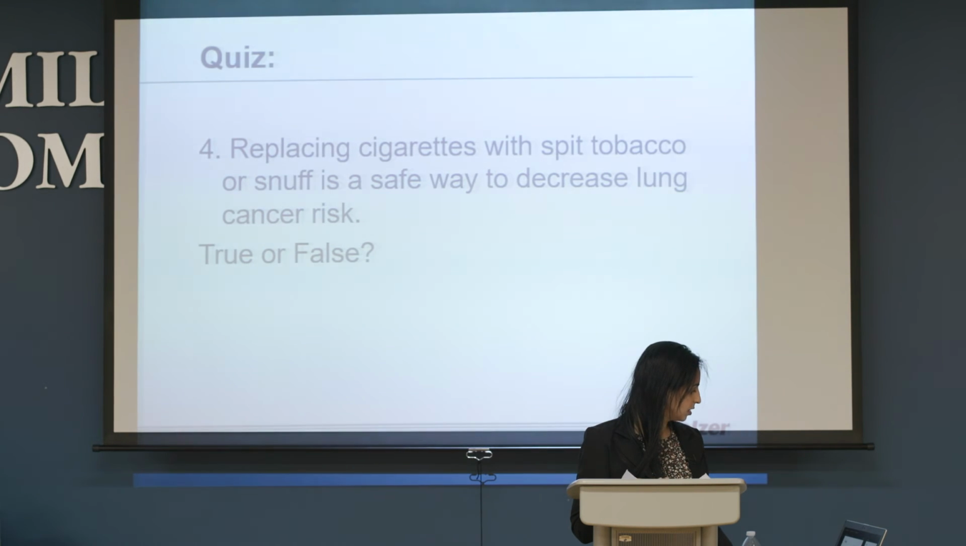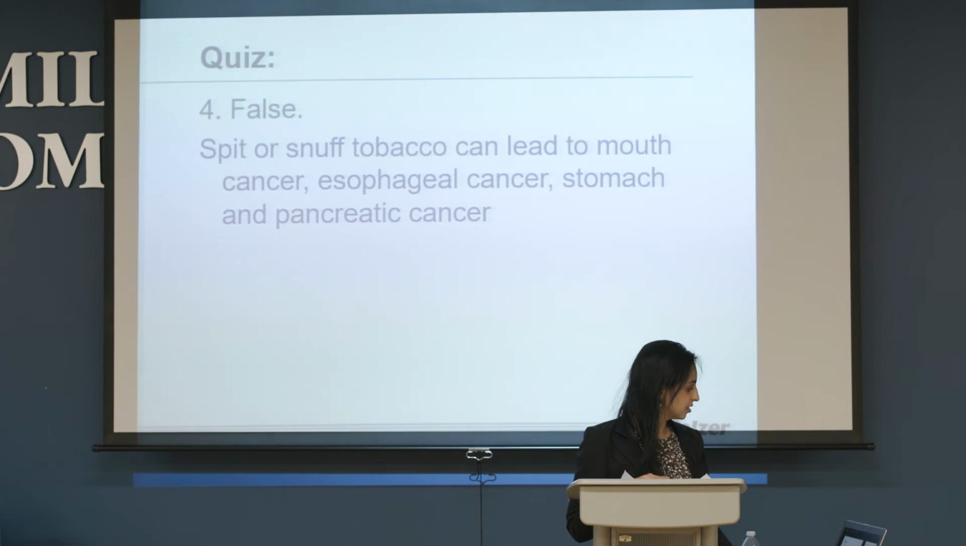Replacing cigarettes with spit tobacco or snuff is a safe way to decrease lung cancer risk. I didn't really go over the specific thing, but do you think that's true or false? False, right. It will probably decrease some of the risk of lung cancer, but it leads to a lot of other cancers. It can lead to esophageal, mouth cancer, stomach cancer, pancreatic cancer. Mouth cancer is very directly linked to that and is very devastating because it usually requires surgery and it can leave the patient with a lot of problems.